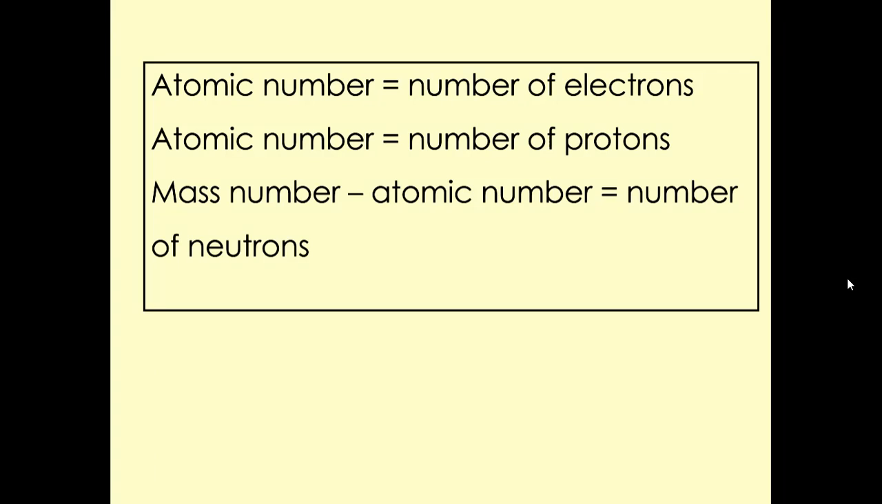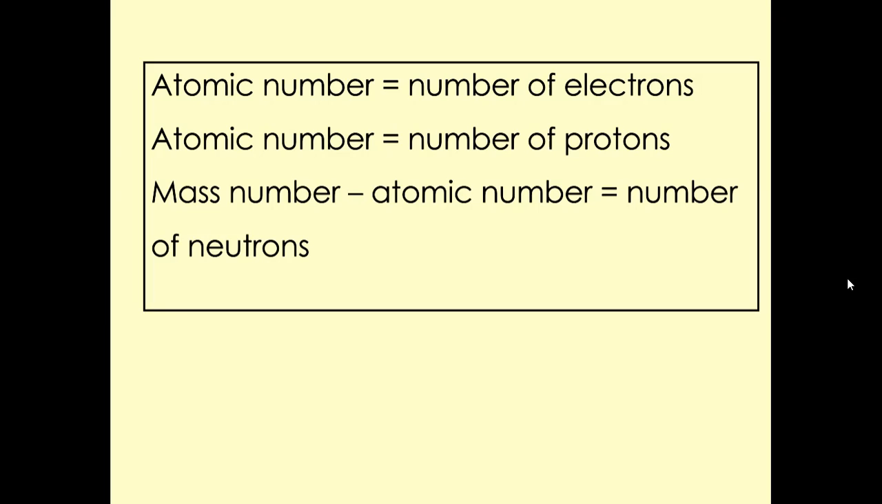So if we look in the periodic table, we will see two numbers. We'll see an atomic number and we'll see a mass number. And the mass number, apart from hydrogen where they're the same, will always be bigger than the atomic number. And these two numbers tell us the number of electrons, the number of protons, and the number of neutrons when we use them together. So the atomic number tells us the number of electrons. So that's the one that we're going to use today.